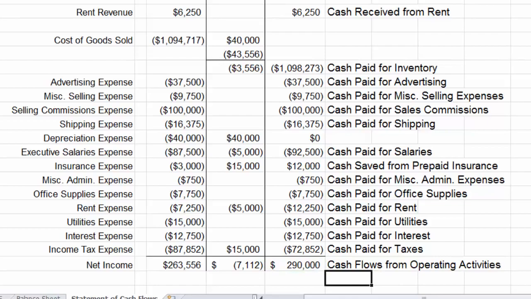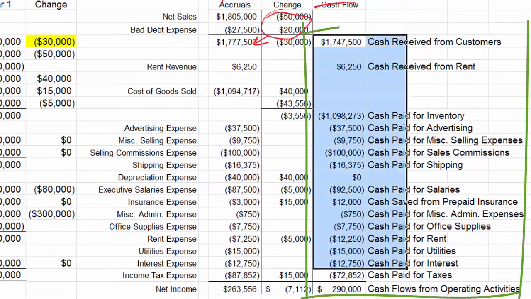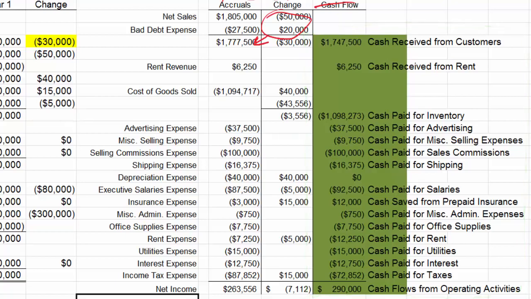Now, when we do a statement of cash flow, we have two options under GAAP. One is what we call the direct method. That's this. Cash received from customers, cash paid for inventory, cash paid for rent, cash received from rent, etc. I just list the exact cash amounts straight down. That's the direct method. And that's FASB's preference, is that we use the direct method because it tells investors exactly what we spent our money on. But there is one other option allowed under US GAAP, and that's the indirect method.